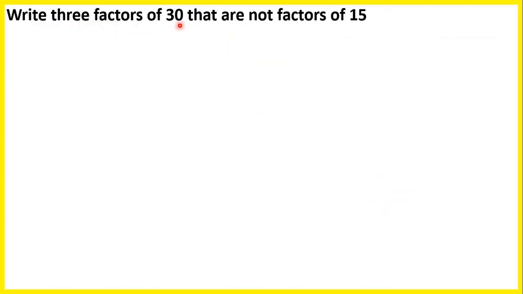Write 3 factors of 30 that are not factors of 15. So we need to remember that a factor is the opposite of a multiple. So factors of 30 will be numbers that have 30 in their times table. So you can divide 30 by one of its factors and your answer will not have a remainder. So let's find the factors of 30 and the factors of 15.